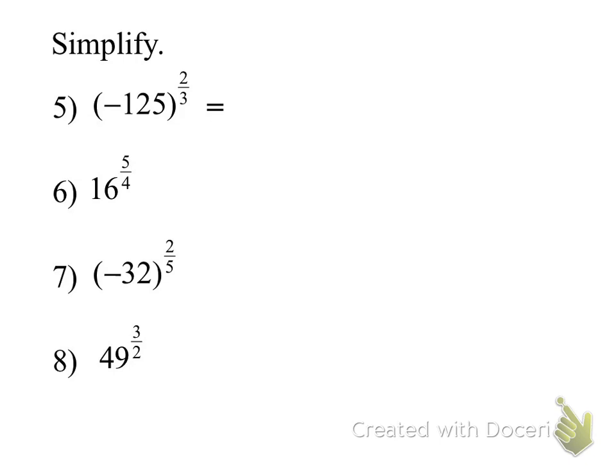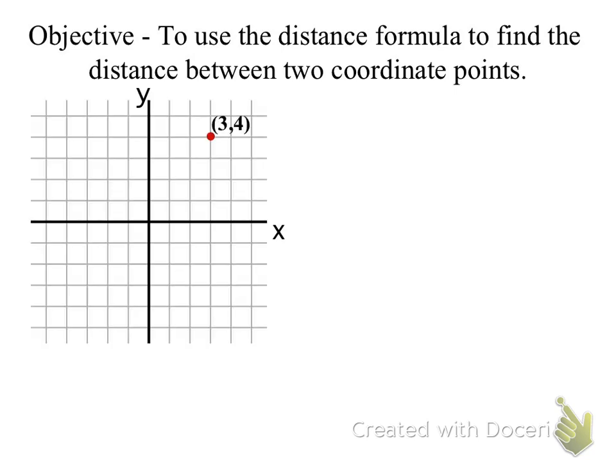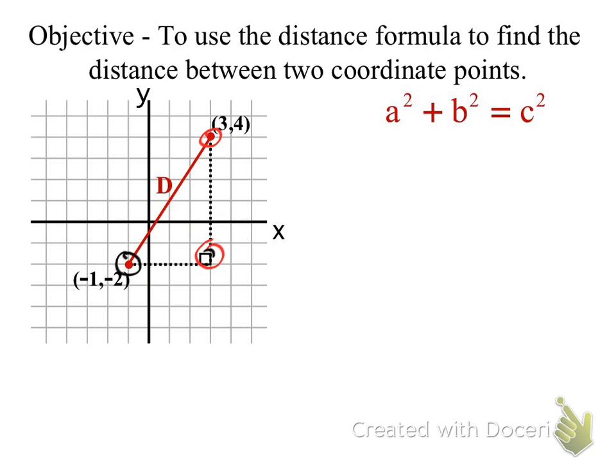Okay. I want to move on to the distance formula. So we're going to pause it so I can get there. Use the distance formula to find the distance between 2 points on a coordinate plane. Do you see how we can make our own right triangle? Yeah. So we can find the difference in the y values here, that's the height, and the distance in the x values here.